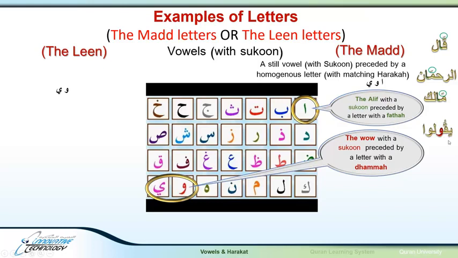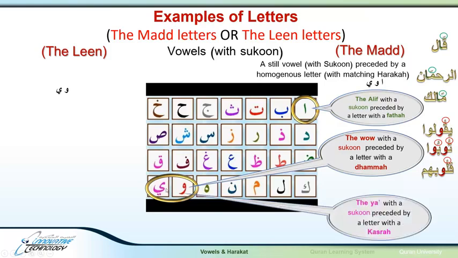Now, same thing applies for the waw, but it should be preceded by a dhamma. And the example is yaqulu. The qaf has a dhamma above it. Tu, bu, both have dhamma above them, the ta and the ba. And qulubuhum, the lam has a dhamma above it.